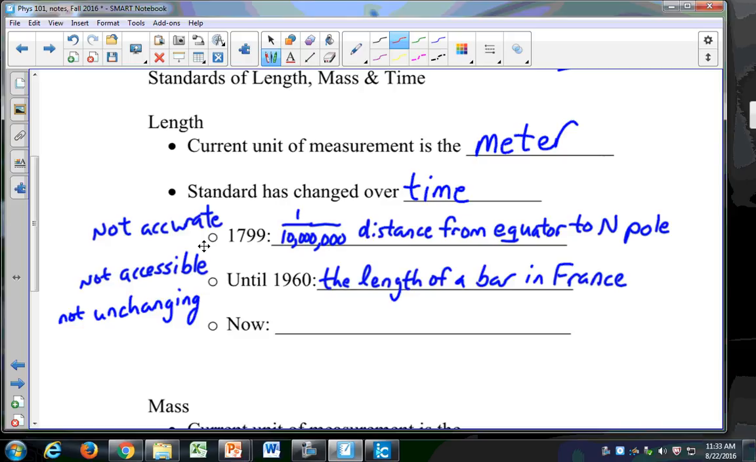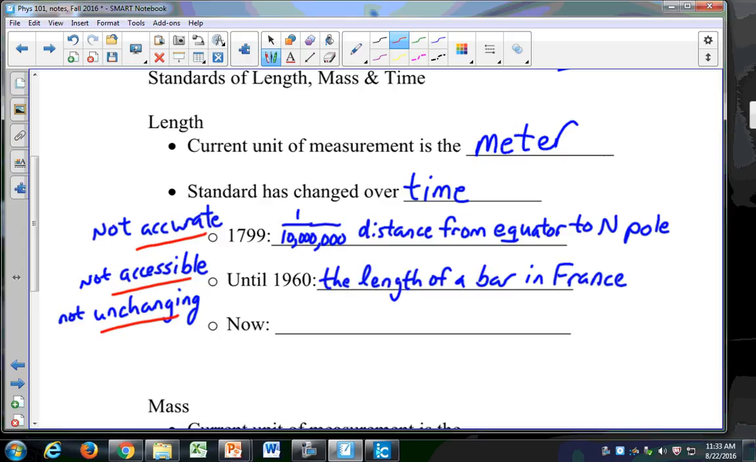All right, so these, I'll write these again in just a bit, but these are the properties of a good standard: that it needs to be accurate, it needs to be accessible to scientists around the world because we collaborate, and it needs to be unchanging. Over time, it can't change.